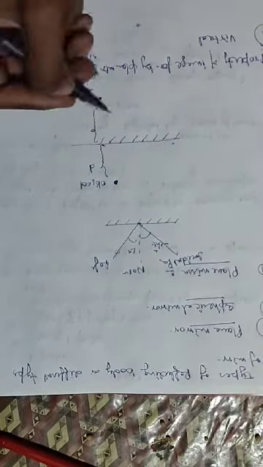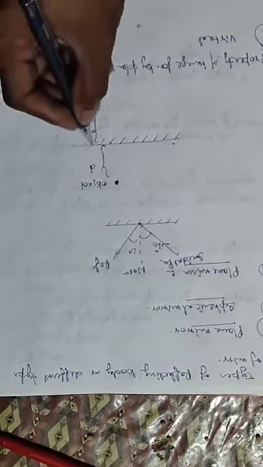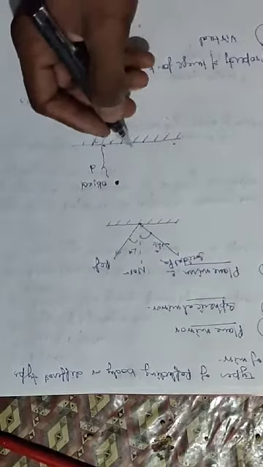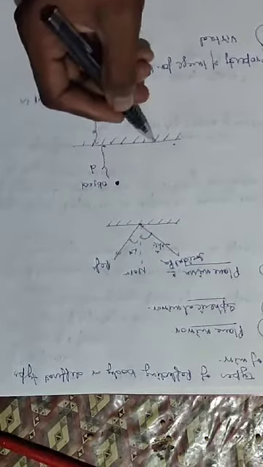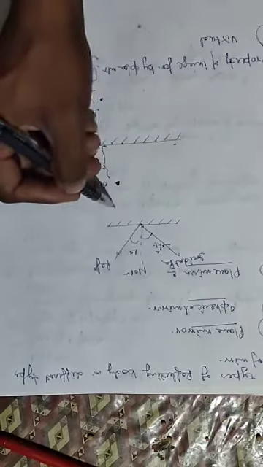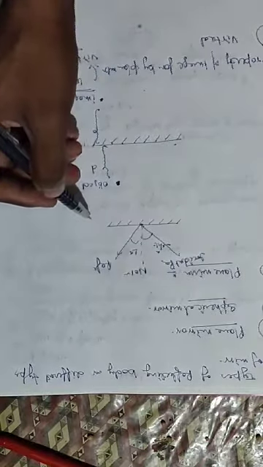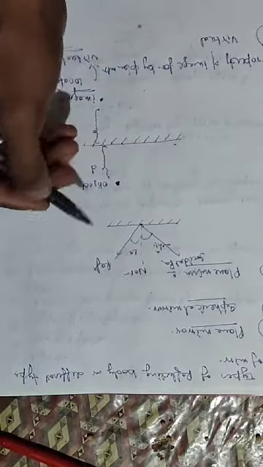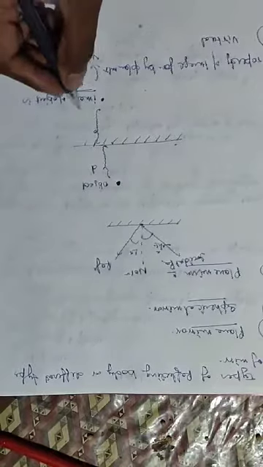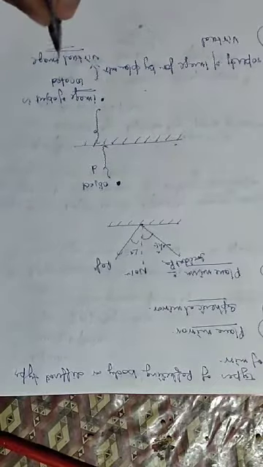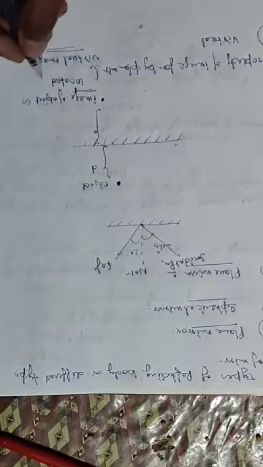Virtual means the image which is formed we cannot take on the screen, and those images which we cannot take on the screen are called virtual images. And if this image is formed on the coated side, it is virtual; if it is formed on this side, then we can say the image is real because we can take that image on the screen. But in the case of the plane mirror, the image formed is virtual because we cannot take it on the screen.